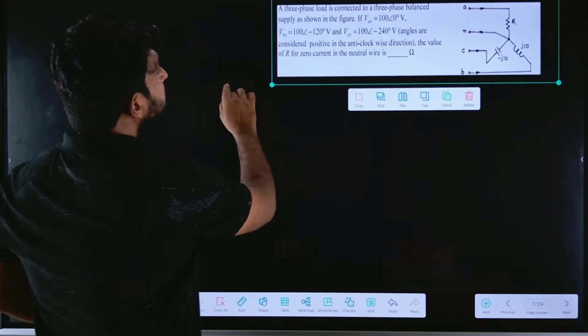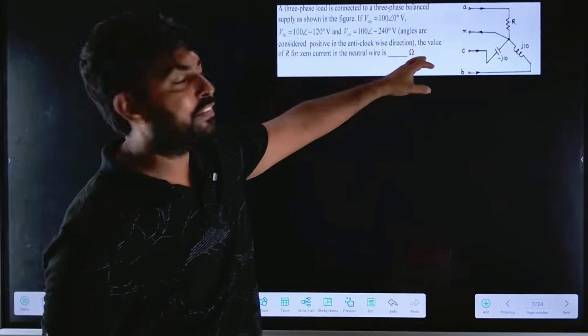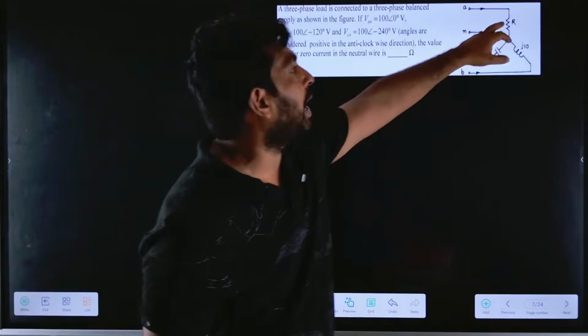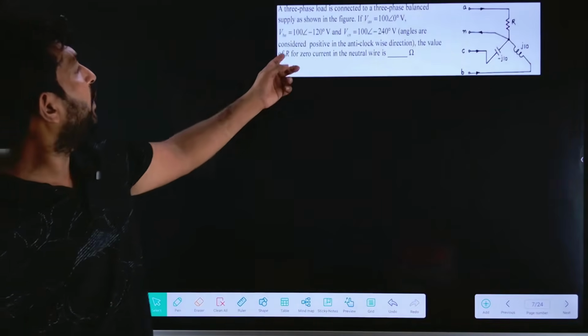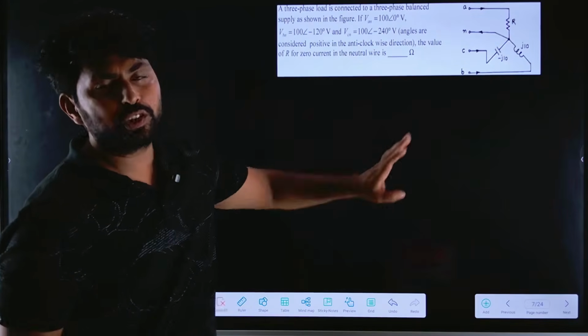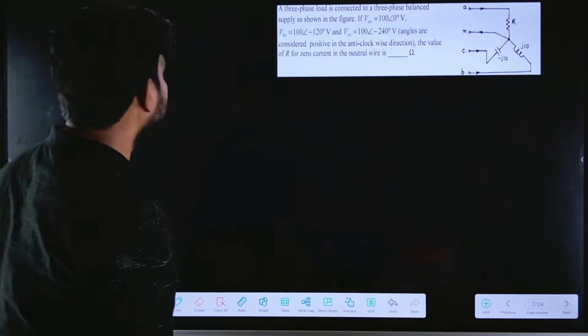So what is the question? VAN is given, VBN is given, VCN is given. So we need to find the R value. Already we are given zero current in the neutral wire. So it is a balanced star connected load, star connected supply.